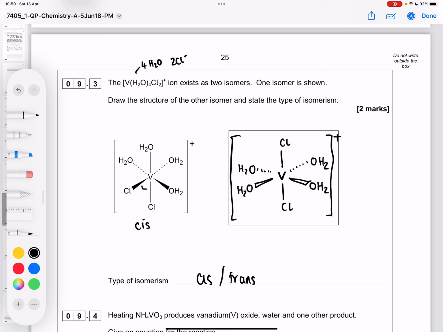Now I could have, I'll just use a highlighter to do it, I could have put the chlorines like here and here, that would be 180 degrees apart, or here and here, that would also be 180 degrees apart.